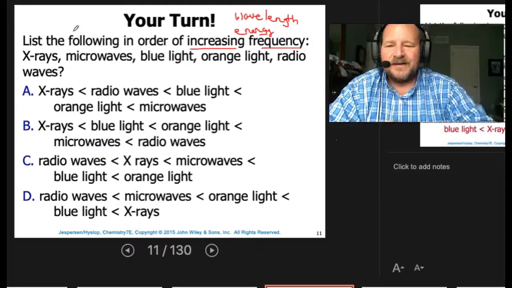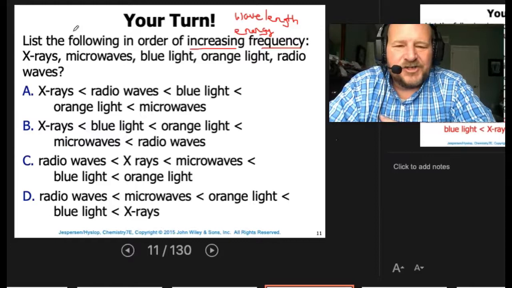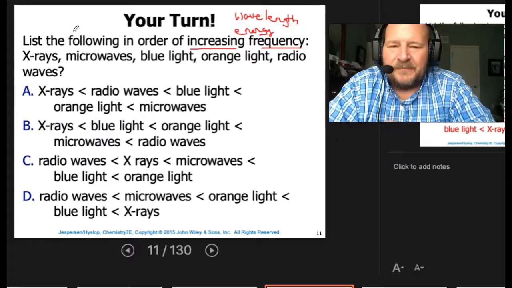All right. So if I was going to put these in order then, which one would be low energy, which one would be high energy? And then we want to put it in that order as going from low to high.